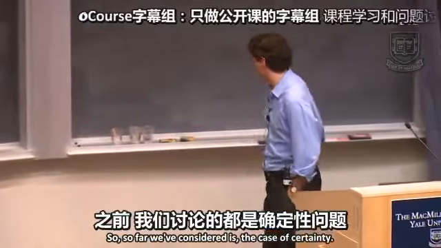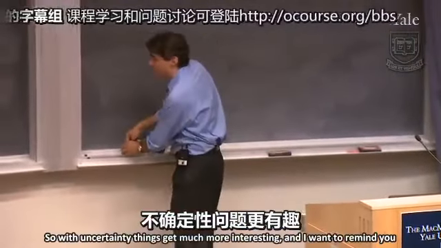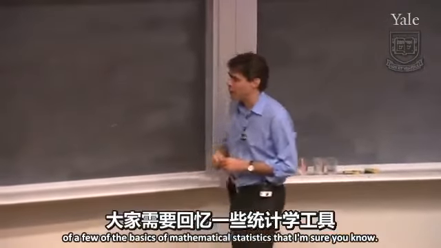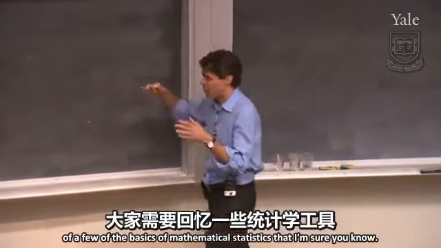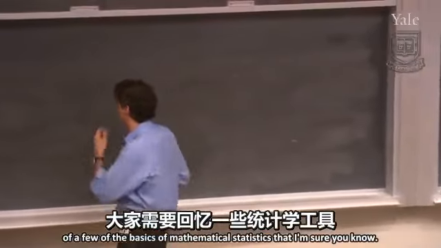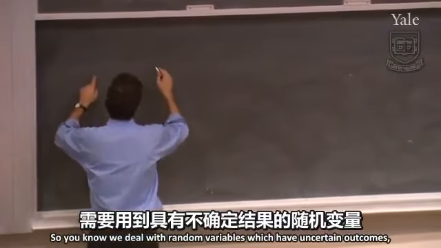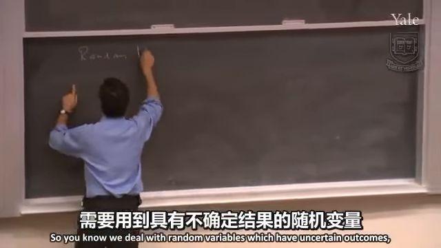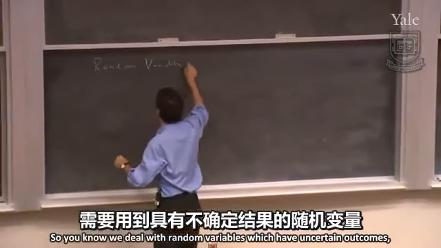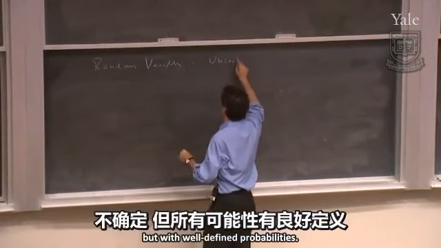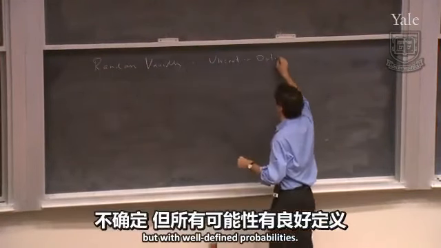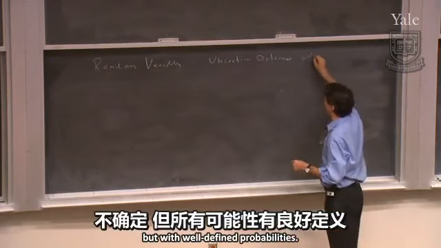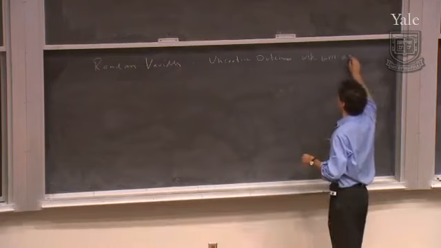So far we've considered the case of certainty. With uncertainty, things get much more interesting, and I want to remind you of a few of the basics of mathematical statistics that I'm sure you know. So, we deal with random variables which have uncertain outcomes, but with well-defined probabilities.